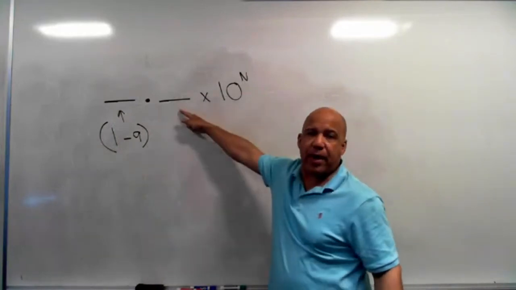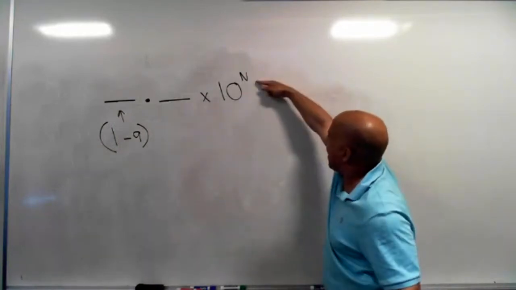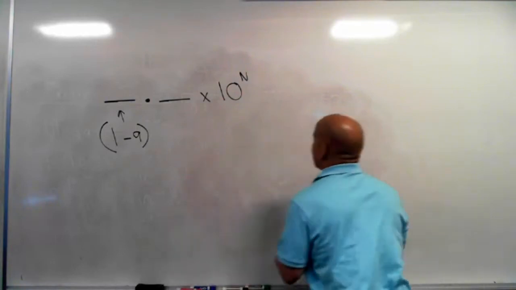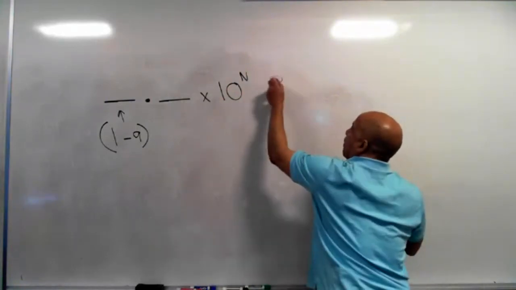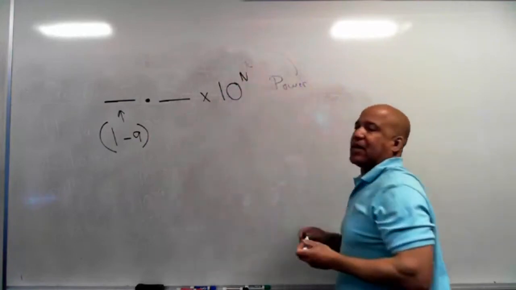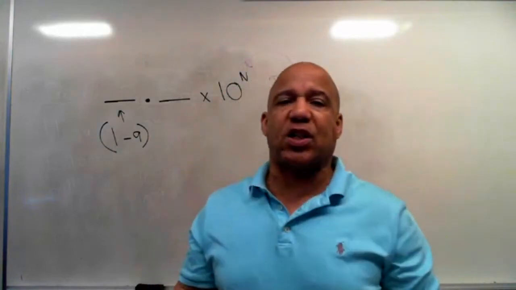And you may or may not have a number here. And then the power, this is the power or exponent. We'll just call it the power. That power tells us the number of places we move the decimal.